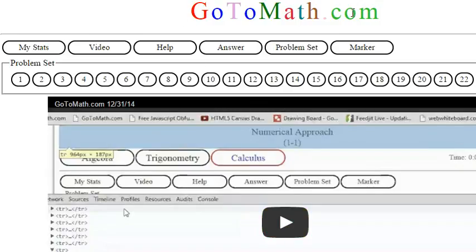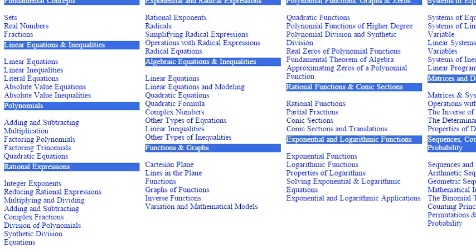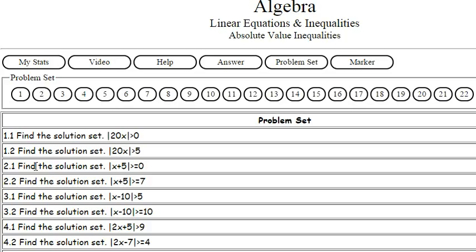Okay, we're over here at go2math.com. Click on the algebra. Let's go down to absolute value inequalities, and we're doing 2.1, I believe.